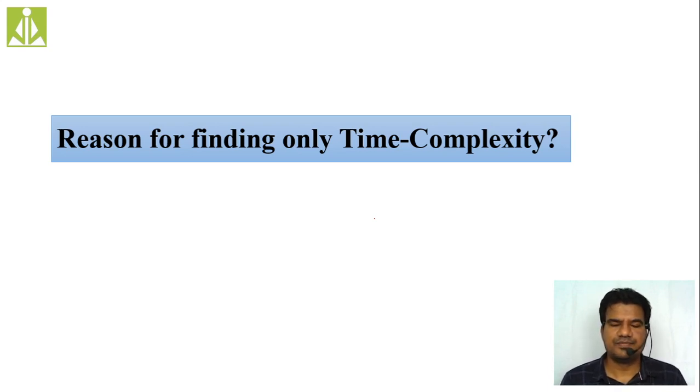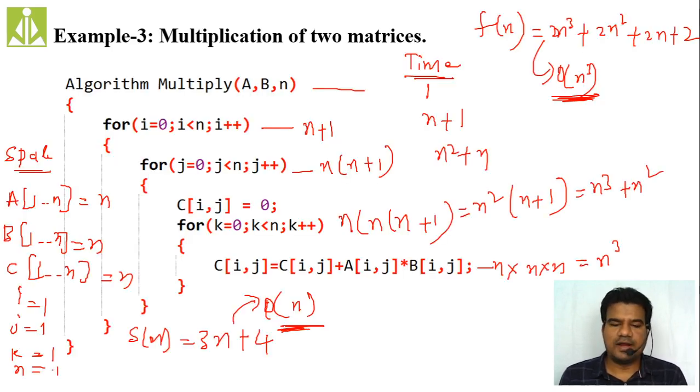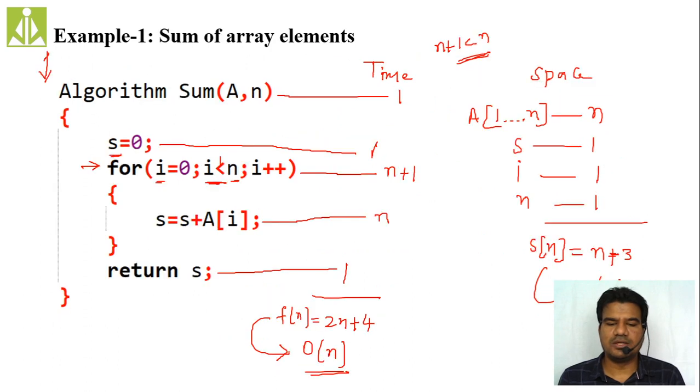Welcome back, students. Reasons for finding only time complexity. After finding the complexity of these three algorithms, we came to a conclusion that the space complexity is basically dependent on the variable count.